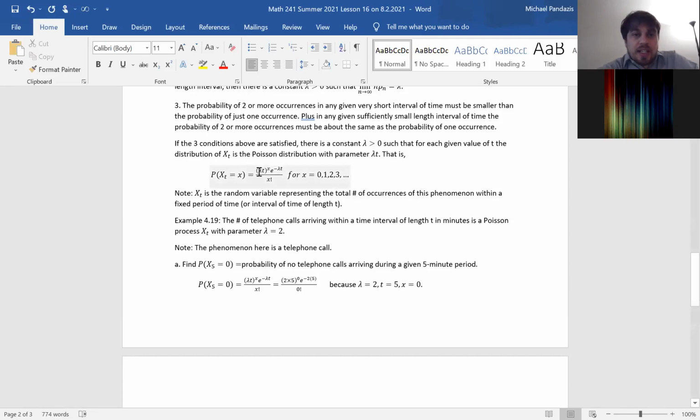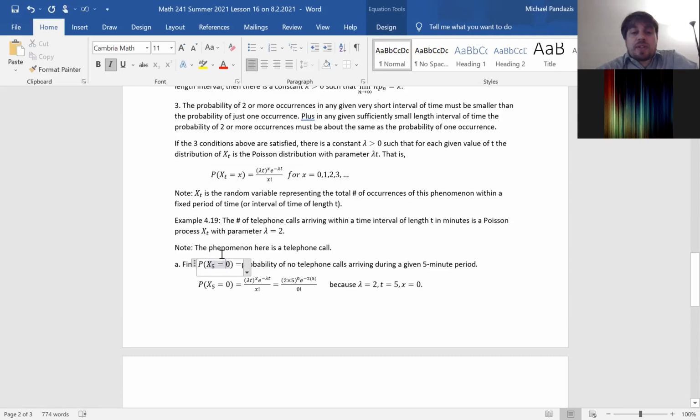Okay, so we're using this probability function where lambda equals 2. A phenomenon here is a telephone call, right? So we're looking at the number of times a phenomenon occurs, in which that phenomenon is a telephone call. In A, we want to find the probability that x of 5 is 0. And x of 5, the 5 here is the t. So 5 is telling you that the time interval is length 5 minutes. Does that make sense?